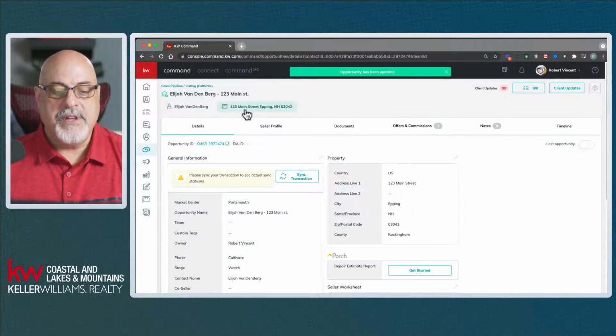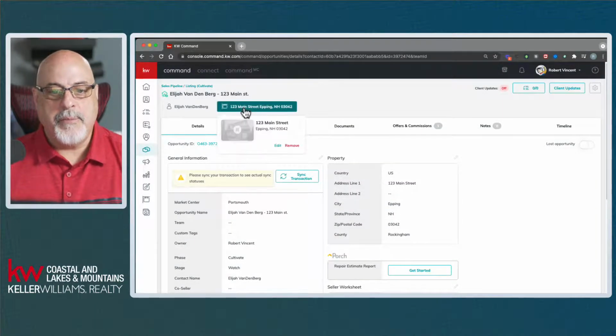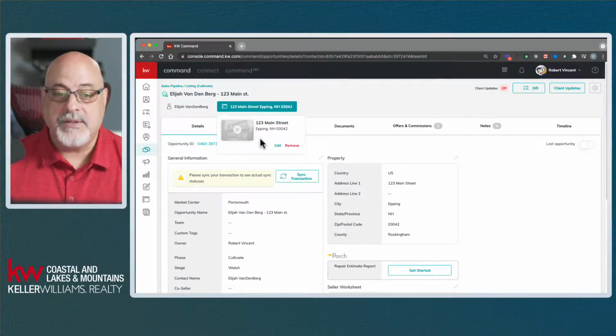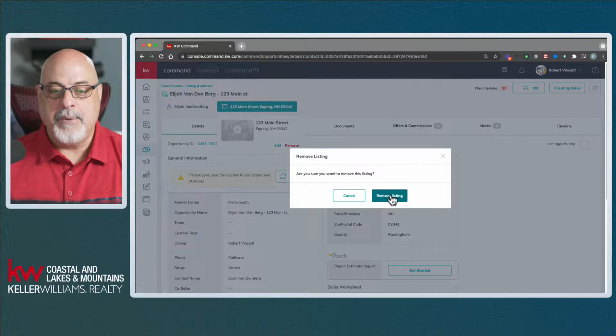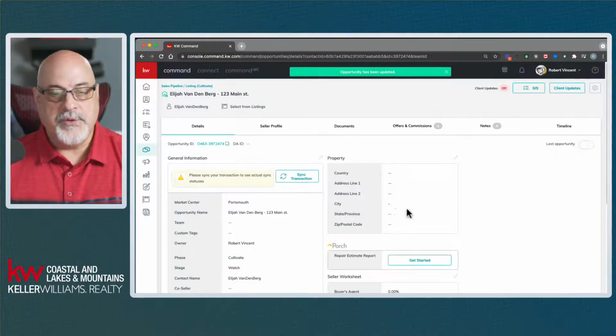So now look what happens. The listing value shows up and it says 123 Main Street, but it does not show you the MLS information, because what we did was we pulled a physical address and put it down here that transferred up here and said, this is the address of the property, but this is not the MLS. So let me remove that property for a second. I want to show you something. It removes all of it, right?